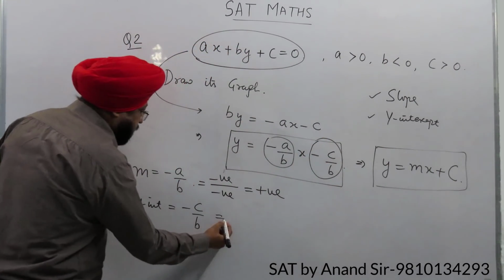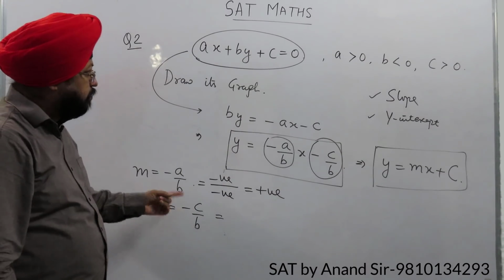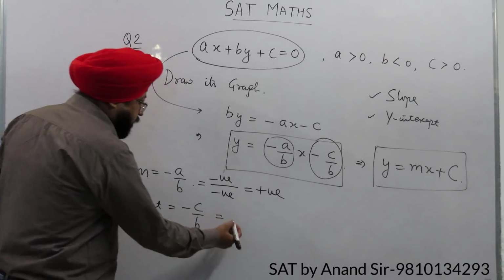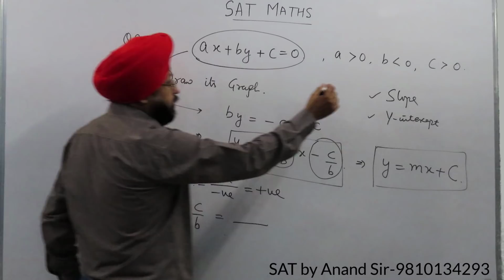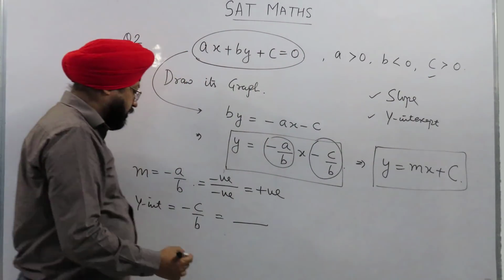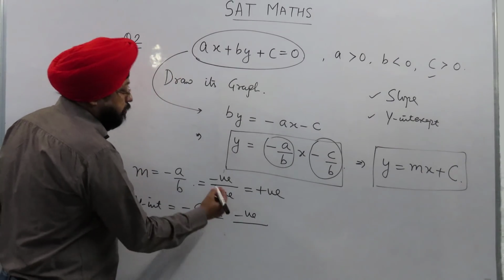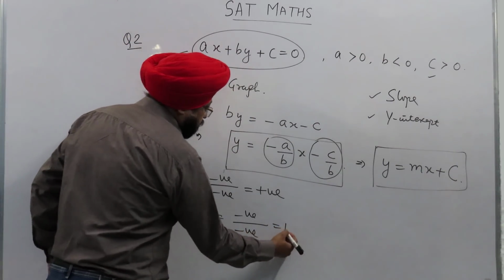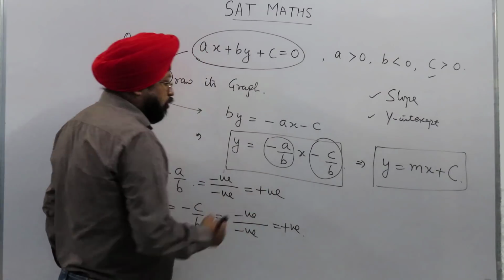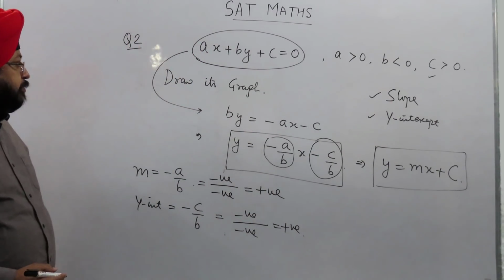Now let me check whether it is negative or positive. What is minus c? In the numerator, c is positive over here, and minus c means it will become negative. The numerator is negative, and the denominator b is also negative. So this is positive. It means the slope is positive and the y-intercept is also positive.